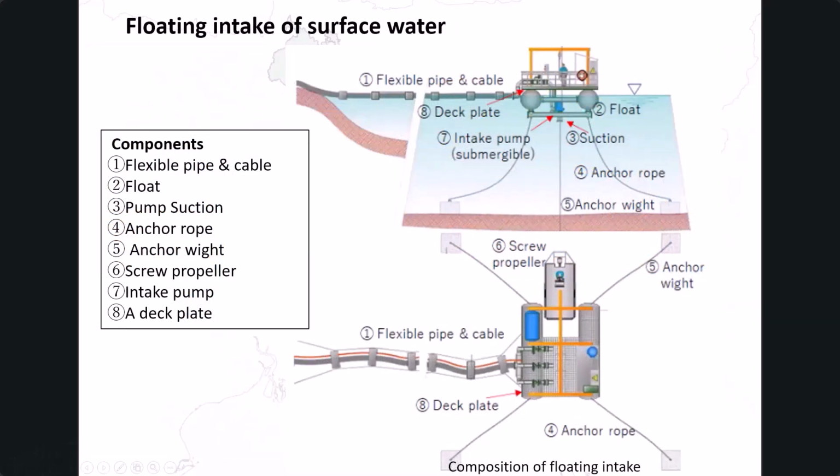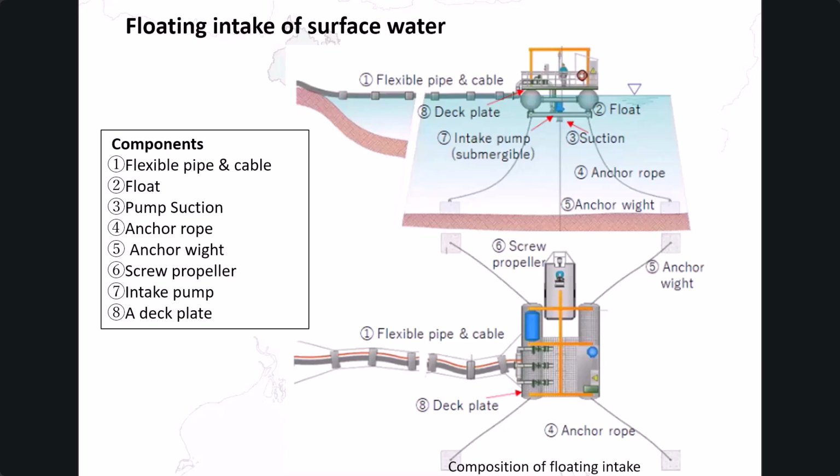This slide shows a surface water intake facility. The diagram shown here illustrates a floating intake system. The upper figure presents a side view, while the lower figure shows a top view. This system is designed to accommodate fluctuations in river water levels.